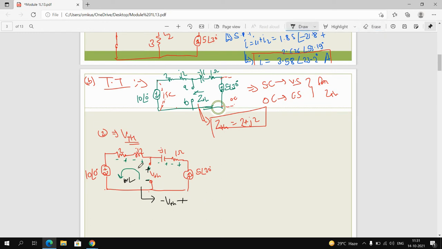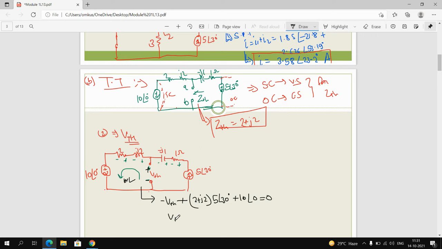Plus this, what current flows is 5 at an angle of 30. So what is the total impedance? It is 2 plus J2, right? And polarity is the same because the current direction is the same. So 2 plus J2 is your impedance, and the current is 5 at an angle of 30, right? And this voltage is positive 10 at an angle of 0. Now equal to 0, right?